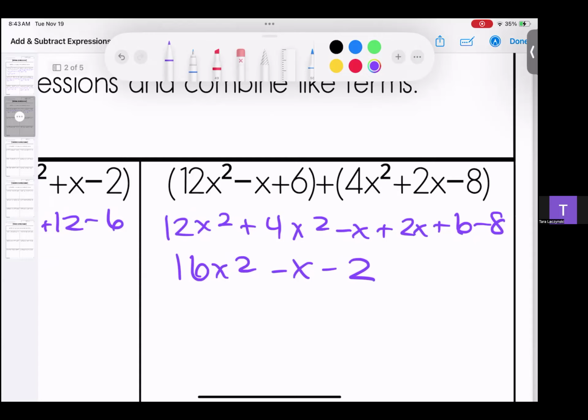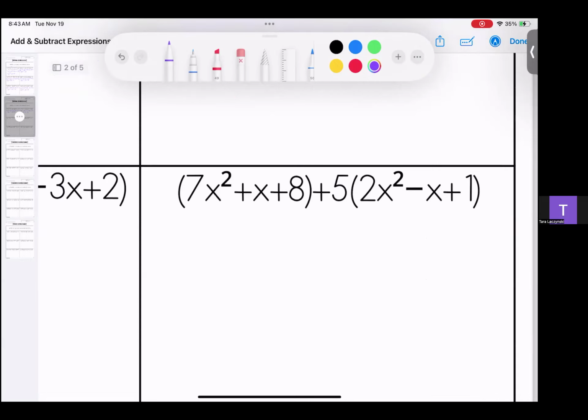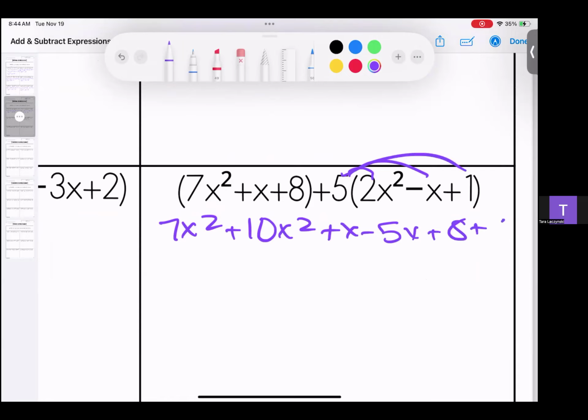Nothing to share, so drop and put like and like together. 12x and 4x is 16x. 2x minus x is an x. And then 8 minus 6 is 2. That 2 is negative because the bigger number is negative. All right, coming down here, we have 7x squared plus 10x squared plus x minus 5x plus 8 plus 5. 17x squared minus 4x plus 13. Notice I shared out that 5.